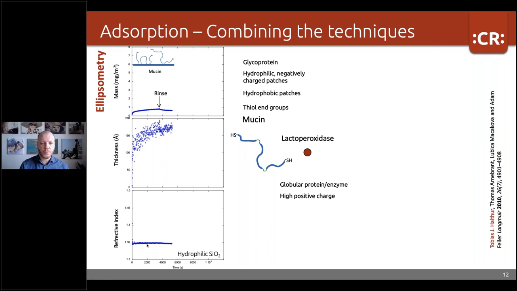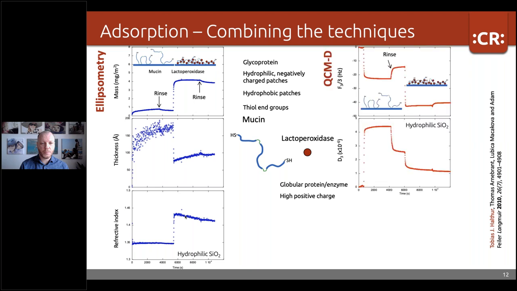So if we then add lactoperoxidase afterwards, we get a huge increase in adsorption here. So more mass is added. Nothing much happens when we rinse. But we can also see that the thickness actually collapses. So this means that the very swollen, hydrated mucin, which is negatively charged, is sort of compacted when you add this small globular, highly positively charged protein. So the thickness collapses and the refractive index increases. So this tells us that we get a more dense film, lower thickness and higher refractive index.